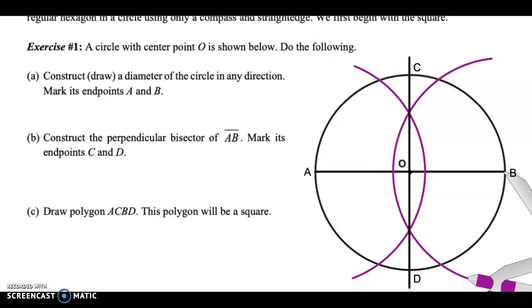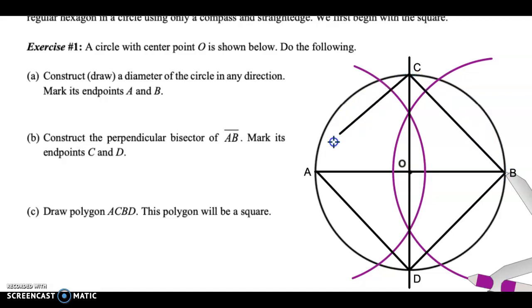And then I connect all those points. So I'm going to connect A to D. These are the sides of my square. My square is going to be kind of crooked. I'm going to connect B to D. I'm going to connect B to C. And I'm going to connect A to C. So polygon ACBD is a square. It's a sideways square, but it's a square.